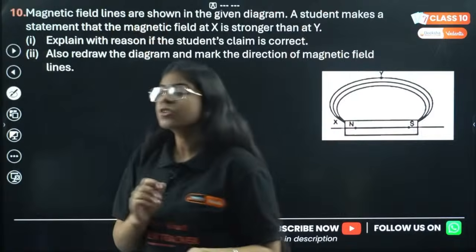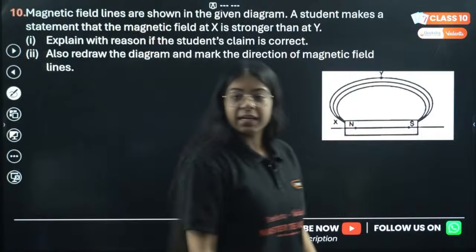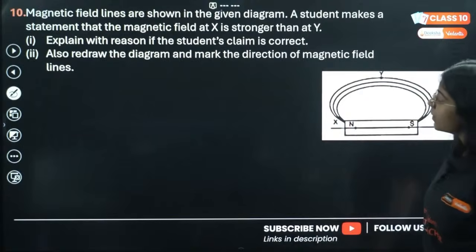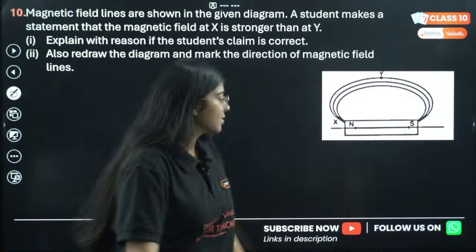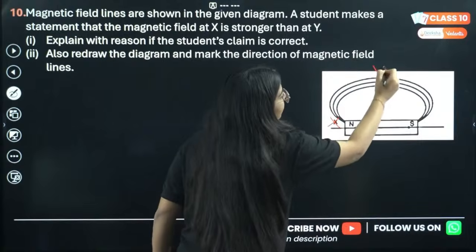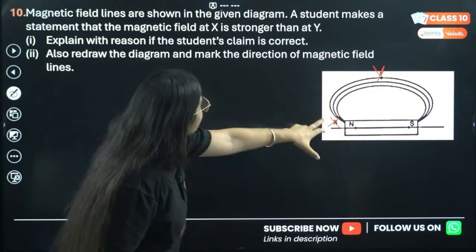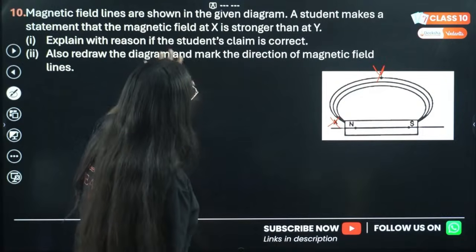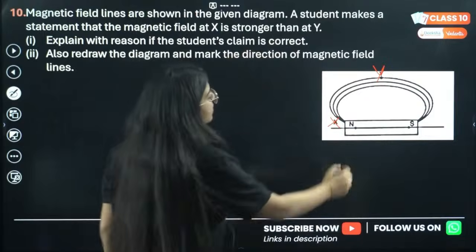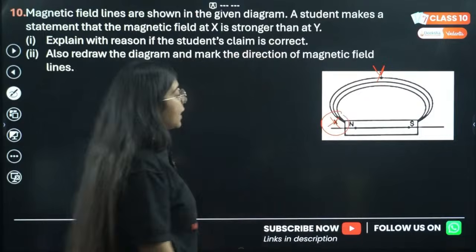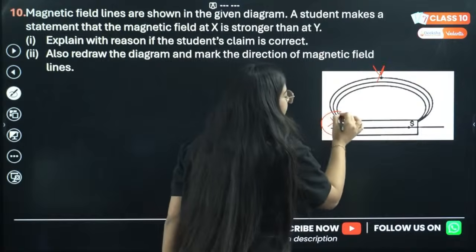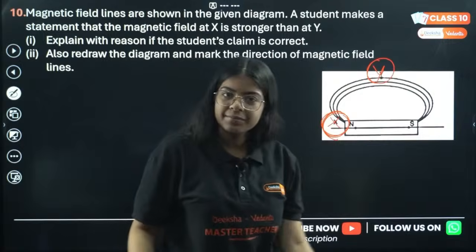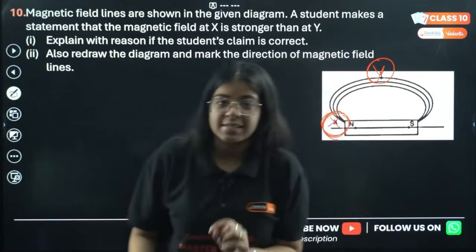Okay, the next question says magnetic field lines are shown in the given diagram. A student makes a statement that magnetic field at X, this is X and this is Y, is stronger than at Y. Explain the reason if the student's claim is correct. Now he says that the strength of magnetic field lines is more at X than at Y. Is he correct? Yes, he is correct.